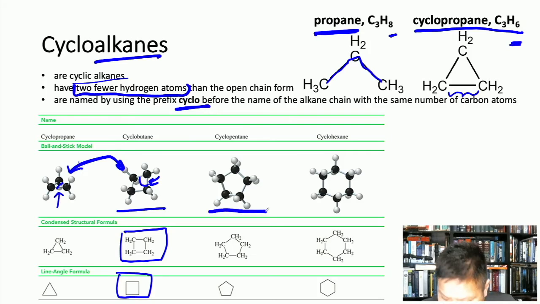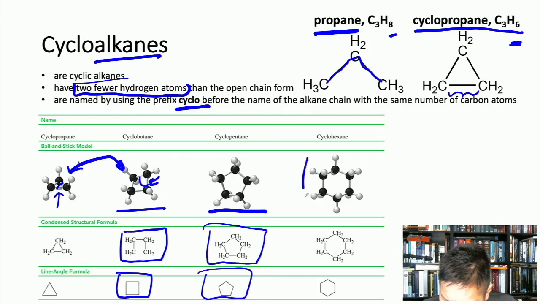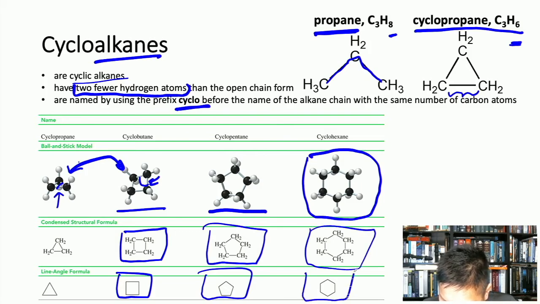Cyclopentane right there, ball and stick, looks a little bit less strained, right? Here's a condensed structural formula and its line angle. And then last but not least is cyclohexane, right? This is its condensed structural formula. This is its line angle for the cyclohexane. But if hexane were not cyclic, it was just hexane by itself, it would just look like this, right? That's its straight chain counterpart, right? For cyclopentane, its straight chain counterpart looks like this.